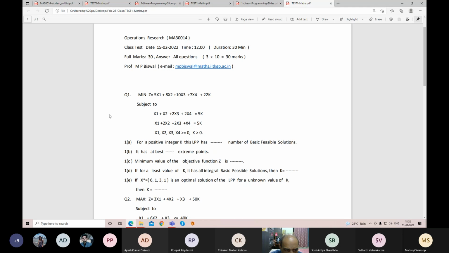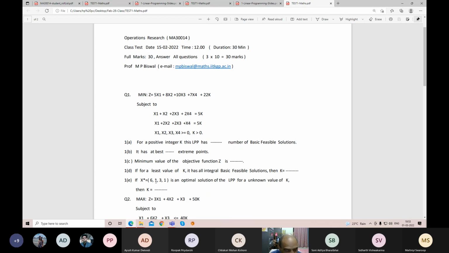Now you substitute here. So 6, 1, 3, 1. 6 plus 1, 7. 7 plus 6, 13. 13 plus 2, 15. So the left hand side is 15, equal to 5K. What is the value of K? K equals 3. Now you see the second equation. 6 plus 2, 8, plus 6, 14, plus 1, 15. That is 5K. So K equal to 3 is over.